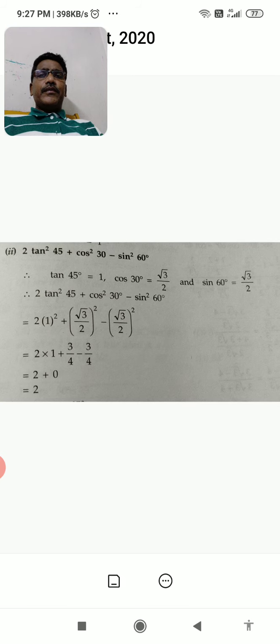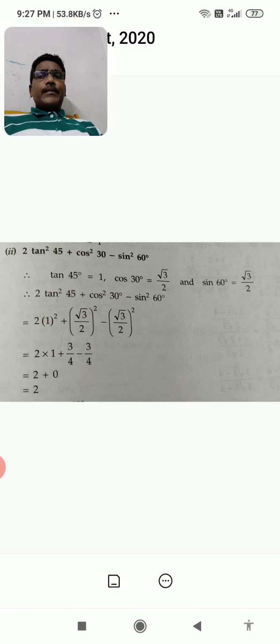If you remember them, very good, or if you know how to construct the table, from the table you can see and write. We are just substituting the values. 2 into tan 45 means 1 square. Tan square means it is whole square. In trigonometric functions we write the square above the tan function only, and that is the meaning of whole square.